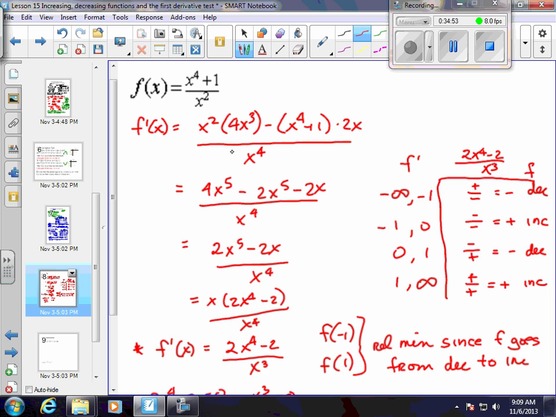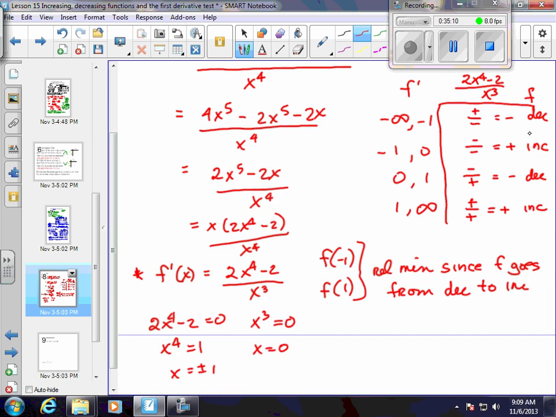And even though 0 is not in the domain, it still needs to be included when you set up your intervals, because these are open intervals anyway. Okay? Then we analyze the derivative, and we can determine where the function is decreasing and increasing. So we have relative minimums at f of -1 and f of 1, since f goes from decreasing to increasing. How about relative max?